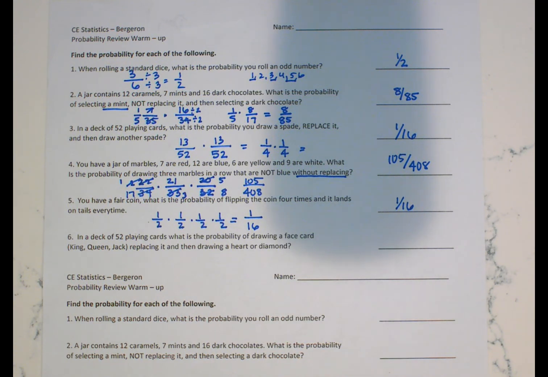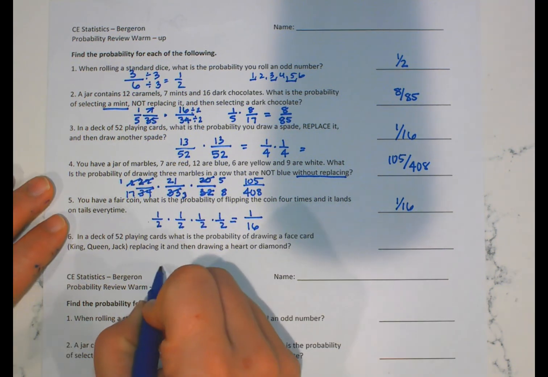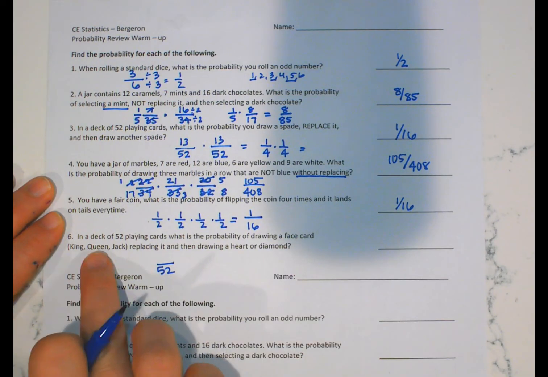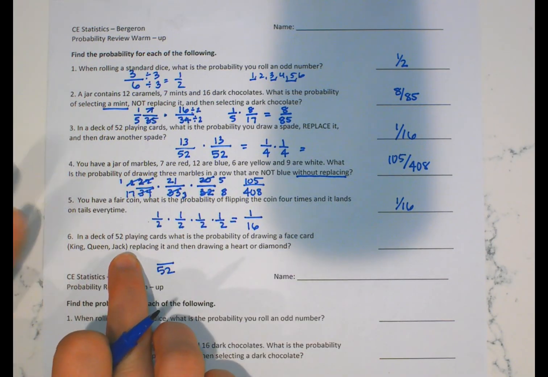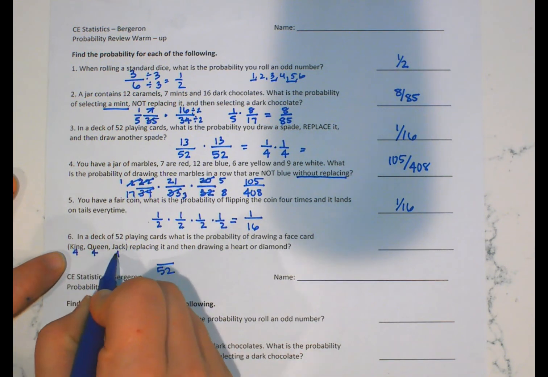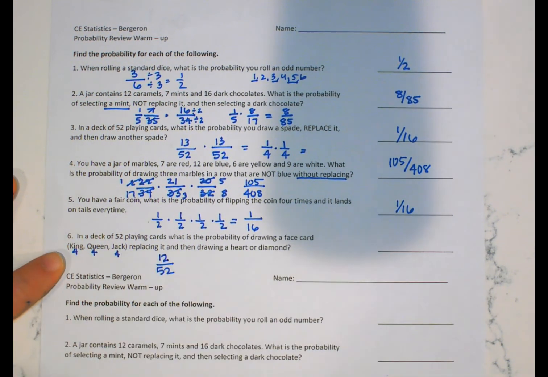And then the last one, in a deck of 52 playing cards, what's the probability of drawing a face card, replacing it, and then drawing a diamond or a heart? So you have 52 cards. Drawing a face card, so there's 3 face cards. They each have 4 colors or 4 suits. So there's 4 kings, 4 queens, and 4 jacks. So there's 12 total face cards.